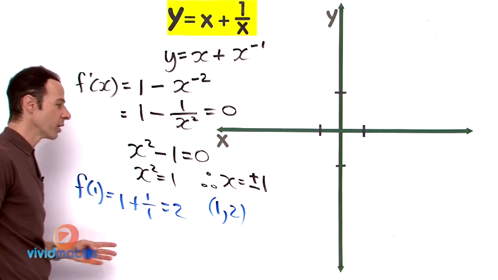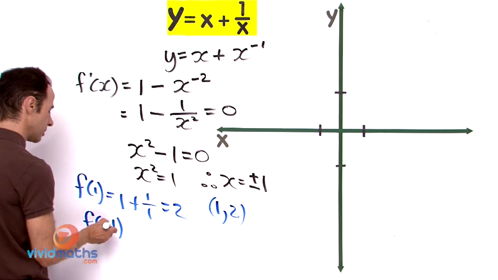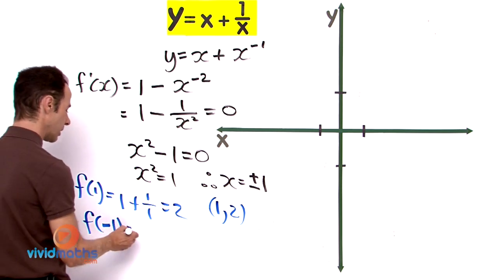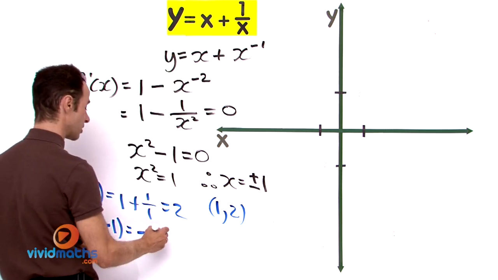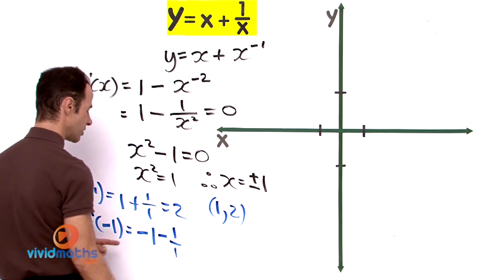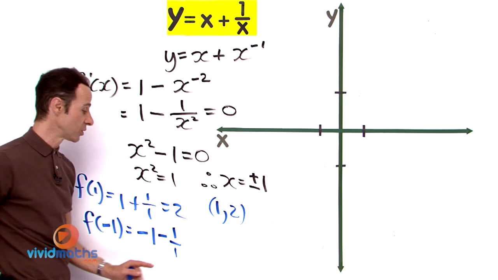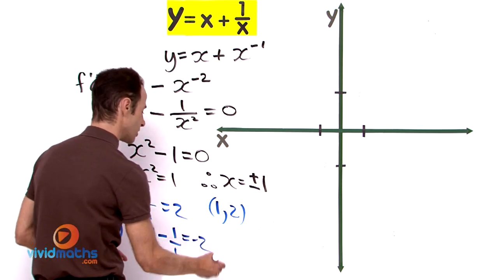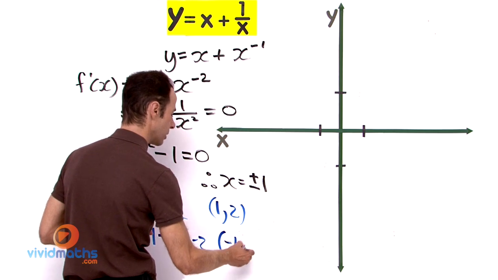Let's find the next point, which is at negative 1. Function negative 1 equals negative 1, and then we have a negative 1 there. It's plus minus, we'll make it into a minus, so it's minus 1 on 1. So it's negative 1 minus another 1, which makes it negative 2. So the next stationary point is at the point negative 1, negative 2.